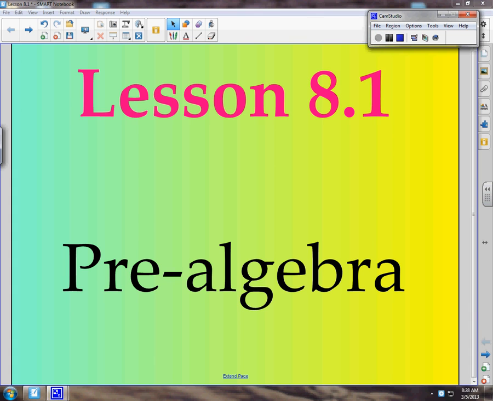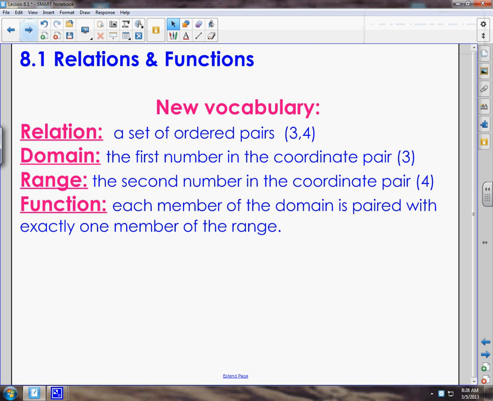Hey guys, this is lesson 8.1 for pre-algebra. So 8.1 is about relations and functions. This is kind of a tricky section. However, as long as you follow the rules, you should be fine. So there's four key vocab.